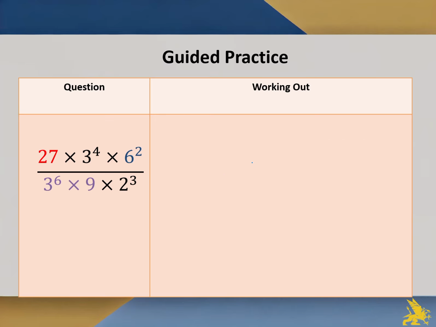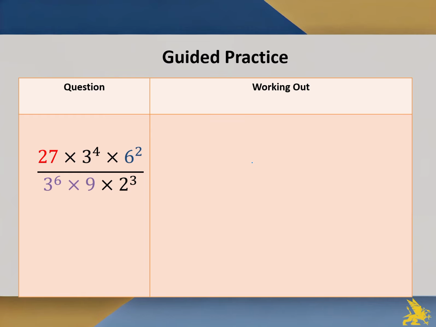Let's have a go at this question. So again, we've got 27 times 3 to the power of 4 times 6 squared over 3 to the power of 6 times 9 times 2 to the power of 3. So the first thing we need to do is rewrite them in a more basic form, looking at trying to get them to be the same base. So we're going to focus on the primes.